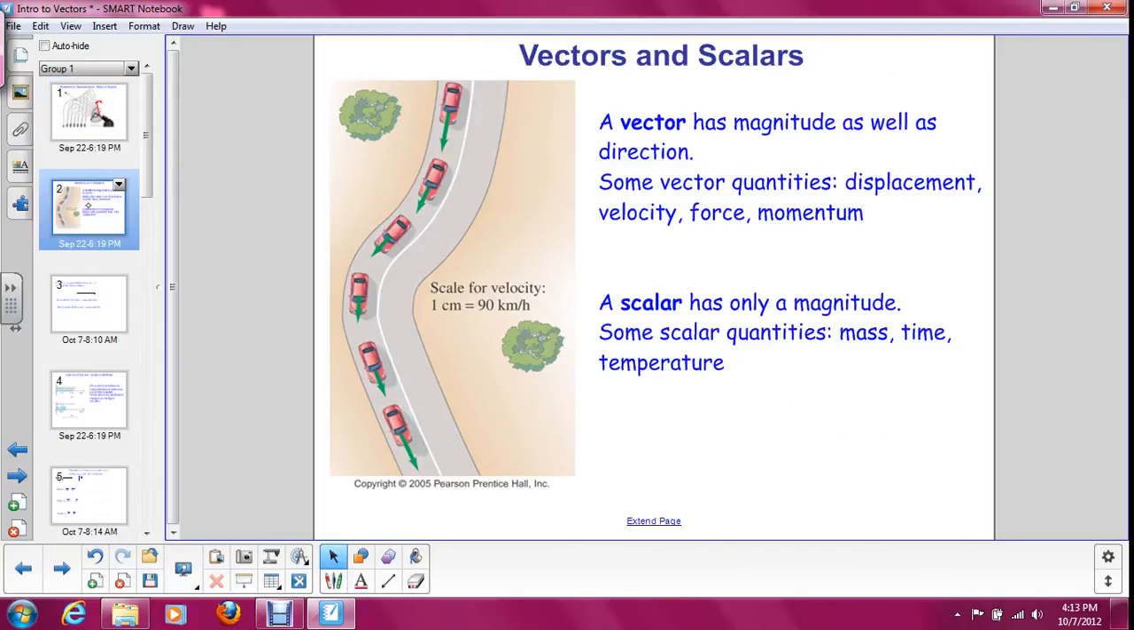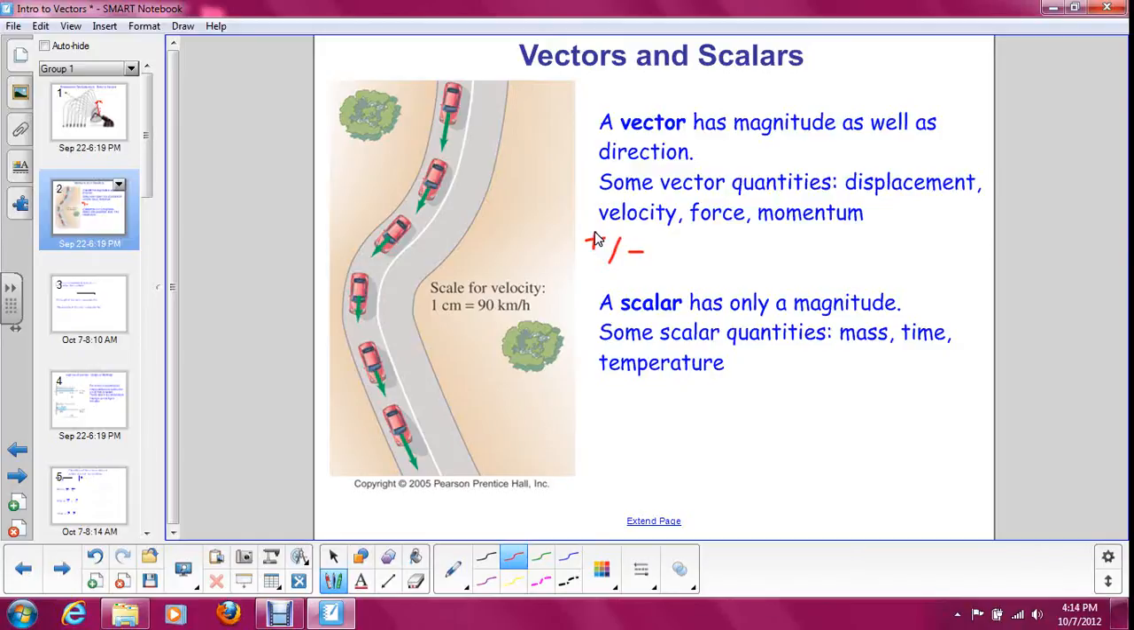In order to be able to analyze motion in 2 dimensions, we need to know a little bit about vectors and scalars. And we've already kind of talked about these. But a little review is that a vector is something that has magnitude as well as direction. So some vector quantities are displacement, velocity, force, and momentum. So we know the direction of velocity when we are solving a problem because we usually indicate if it is positive or negative. And that is telling us which direction it is traveling in.